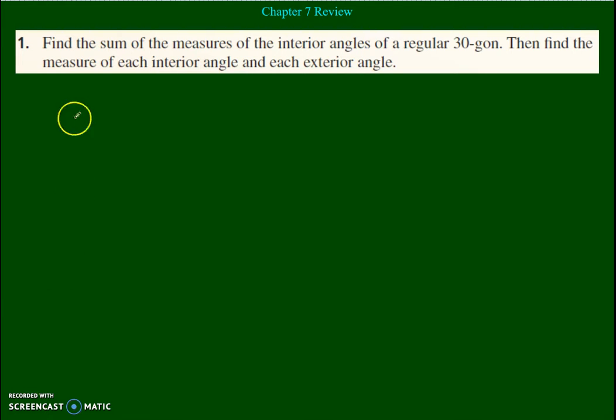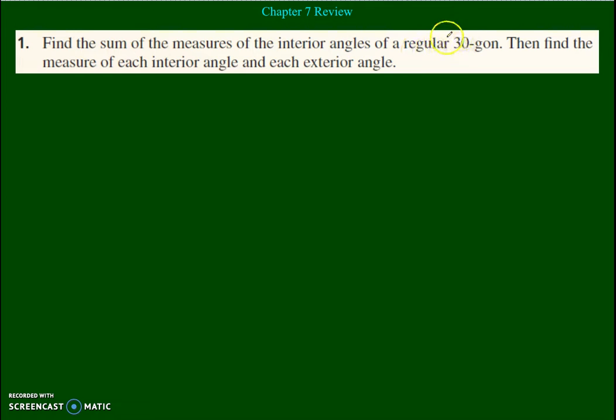It says, find the sum of the measures of the interior angles of a regular 30-gon. Then find the measure of each interior angle and each exterior angle. So there are several questions being asked here. The first one is, what is a regular polygon? Regular polygons are polygons whose angles are all congruent and whose sides are all congruent.